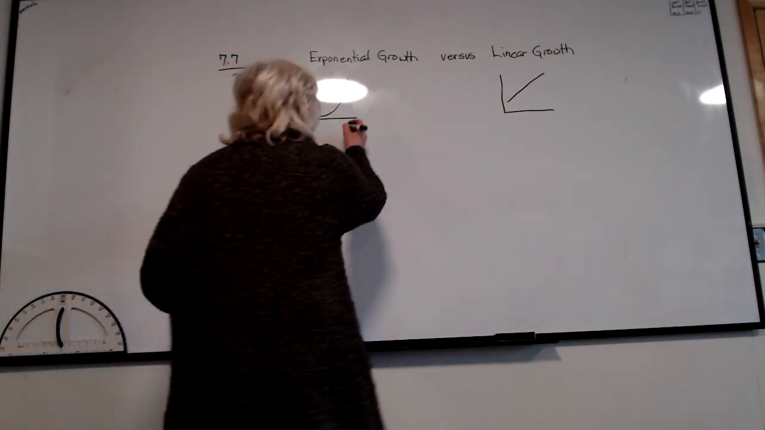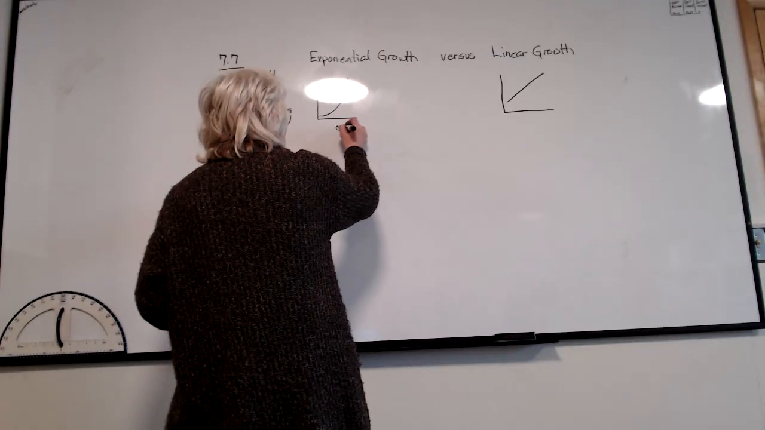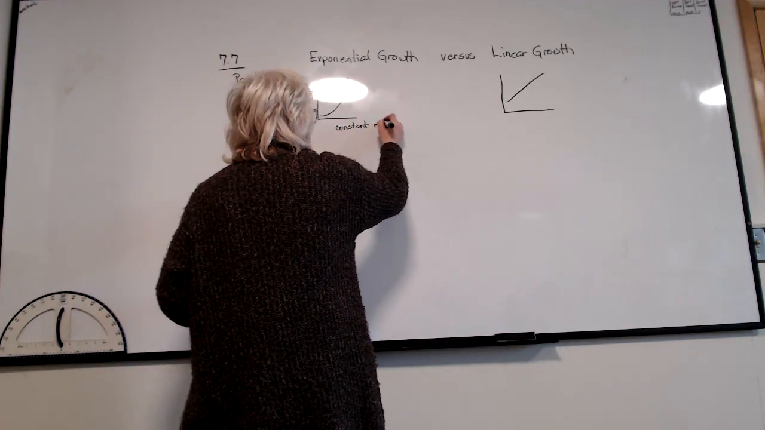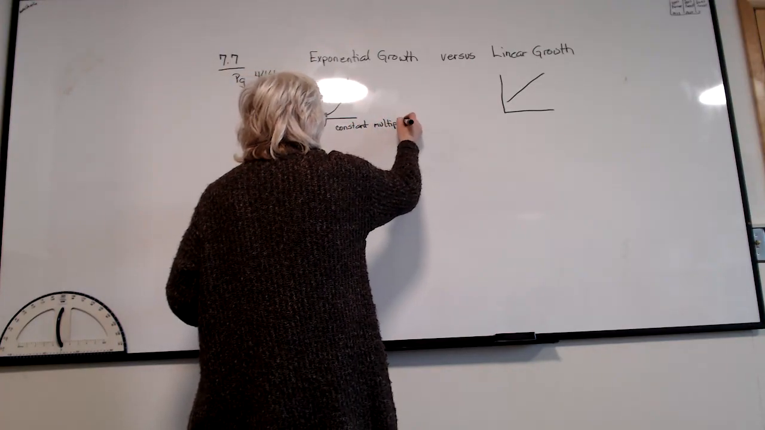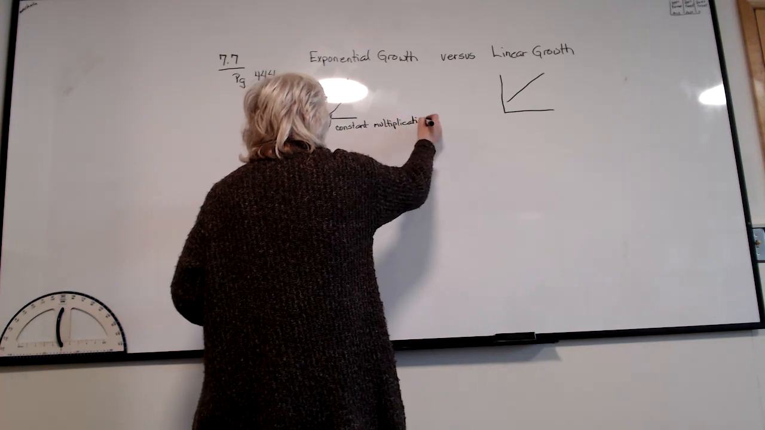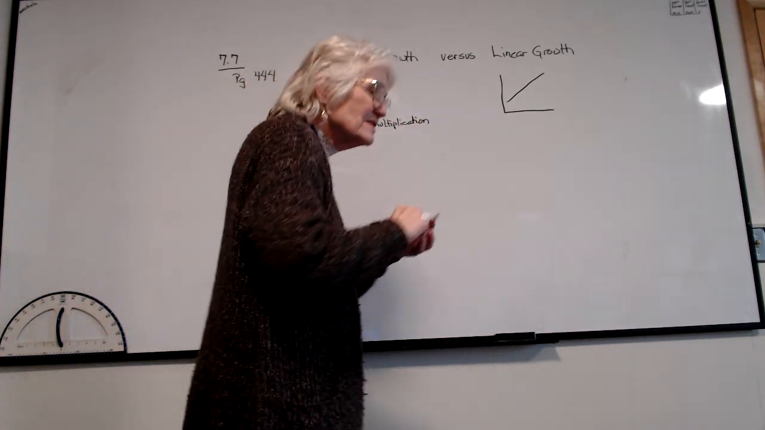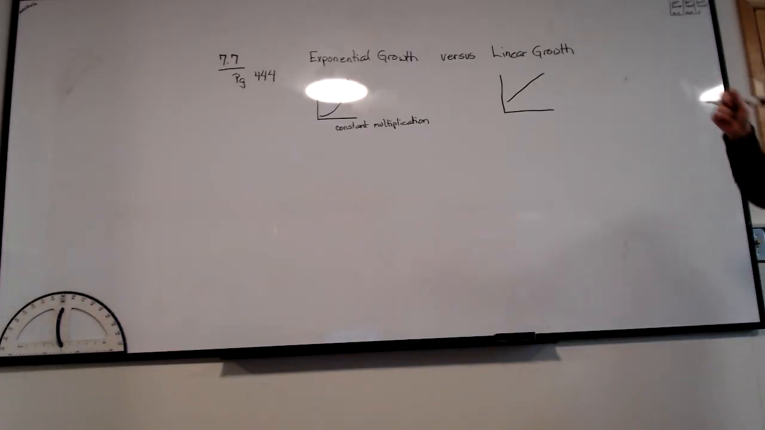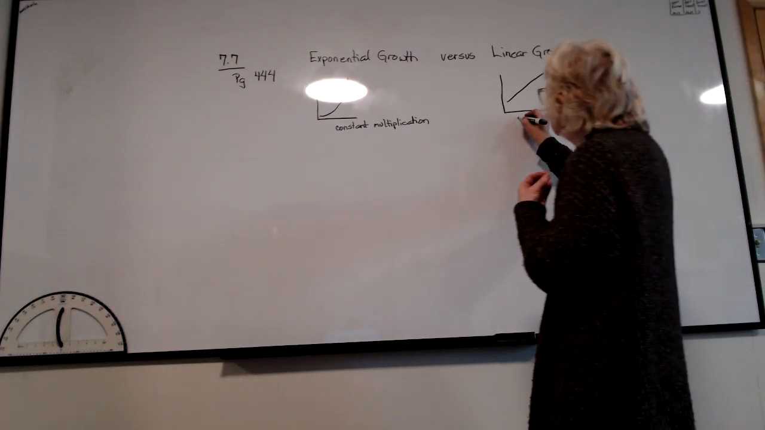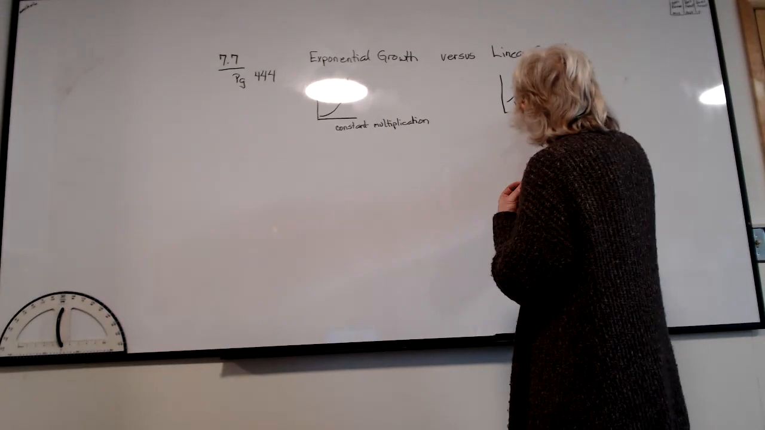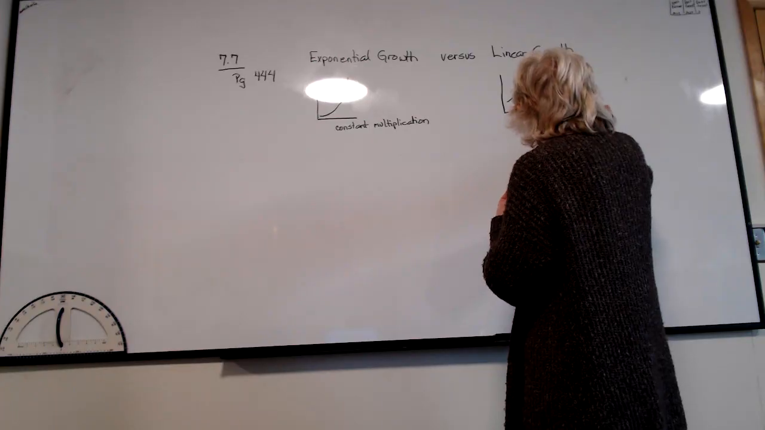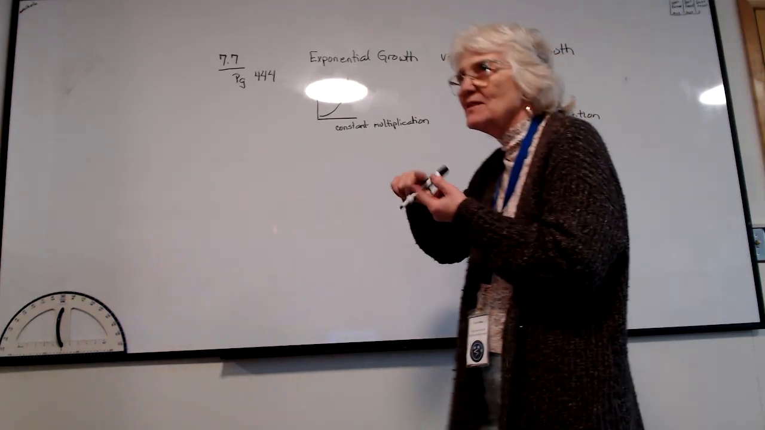This is a constant multiplication. That's why it's called exponential. We're constantly multiplying the last answer by the same number. Okay? This is a constant addition. We're always taking the last answer and we're adding the same thing.